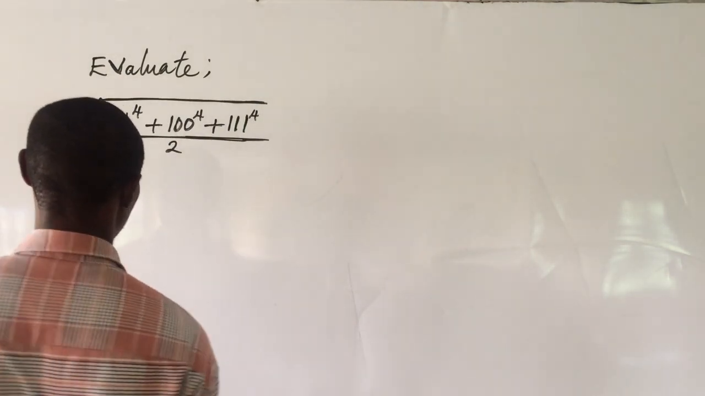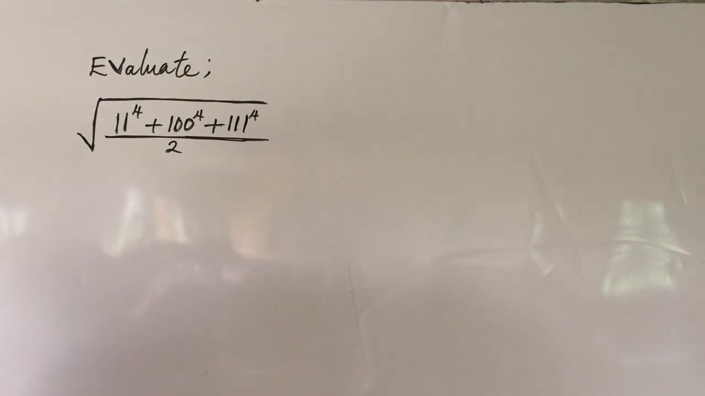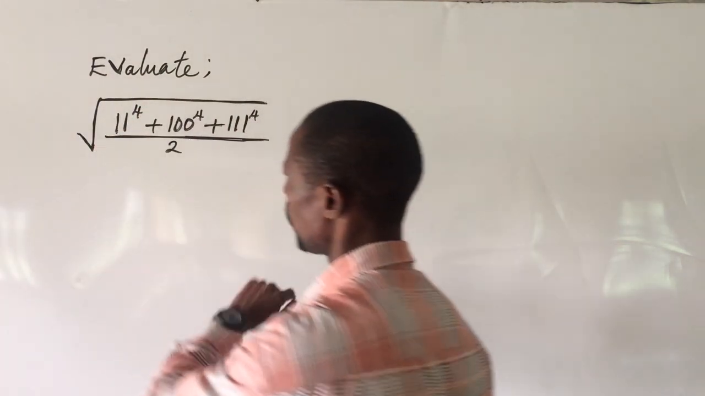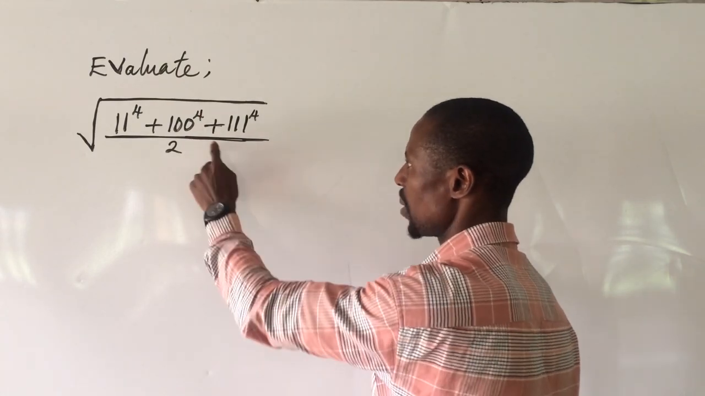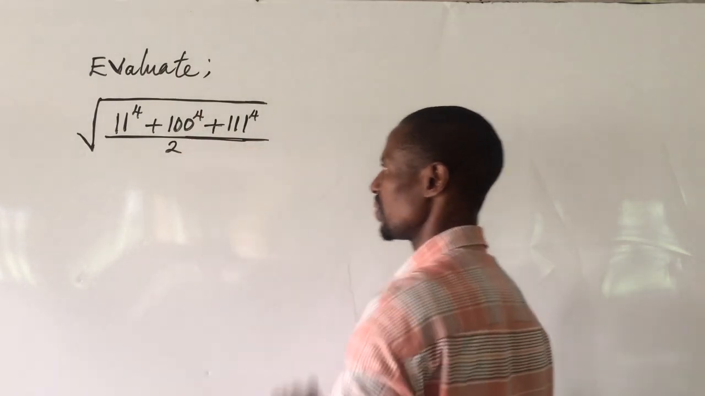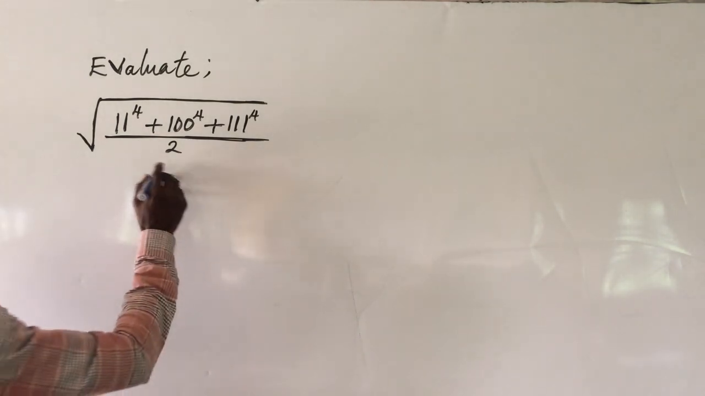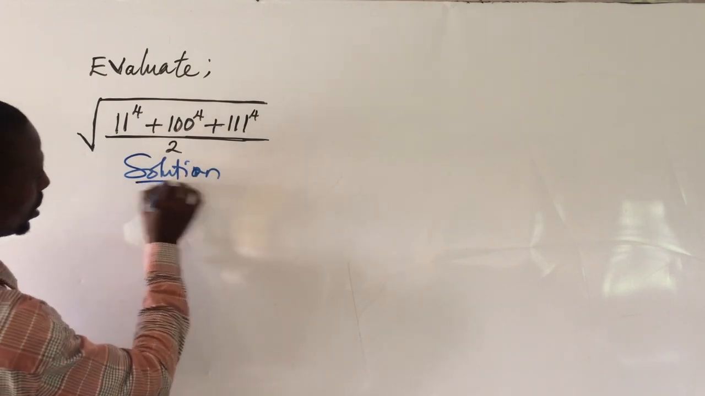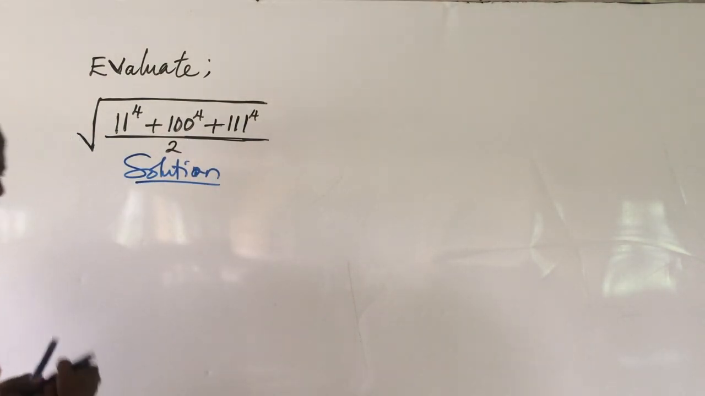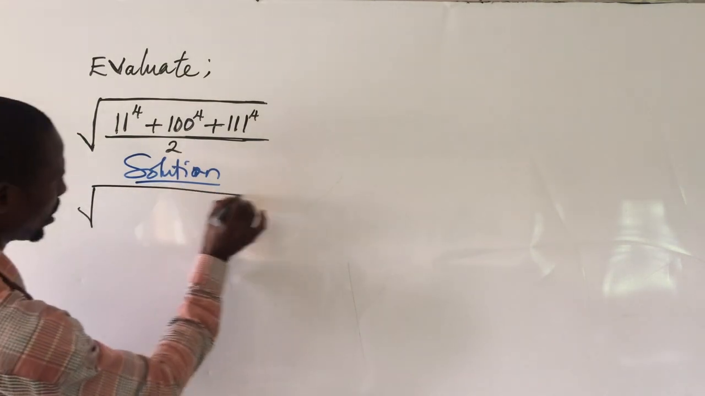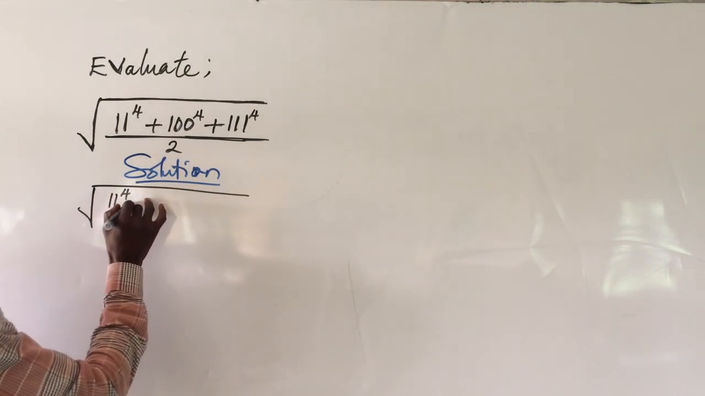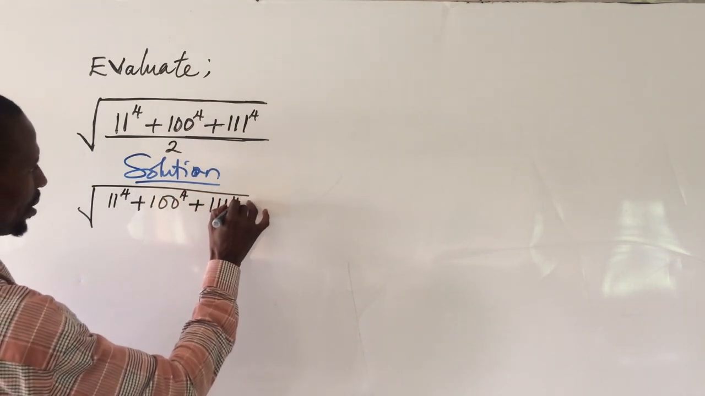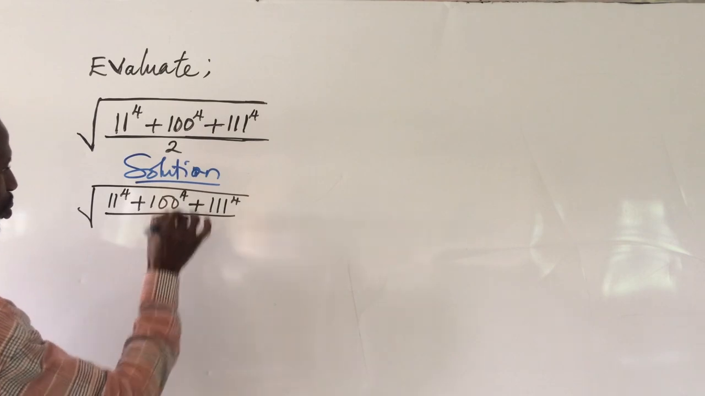Now, let's go to the question or the challenge for today. It says, evaluate the square root of 11 to the power of 4 plus 100 to the power of 4 plus 111 to the power of 4, all over 2. The number one thing is to take down our question. The question reads, we have 11 to the power of 4 plus 100 to the power of 4 plus 111 to the power of 4 all over 2.